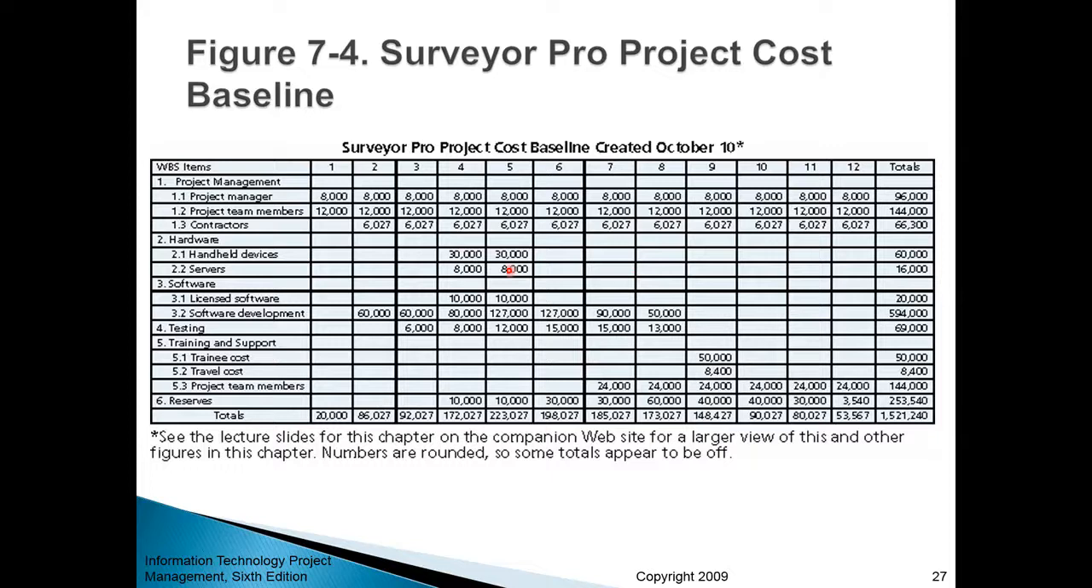And if you want to have more details about those items and amounts, this example is described in more detail in your textbook. But this is how a budget looks. You have the work breakdown structure, you have total amounts associated with those items in the work breakdown structure, and you have those amounts allocated over time.